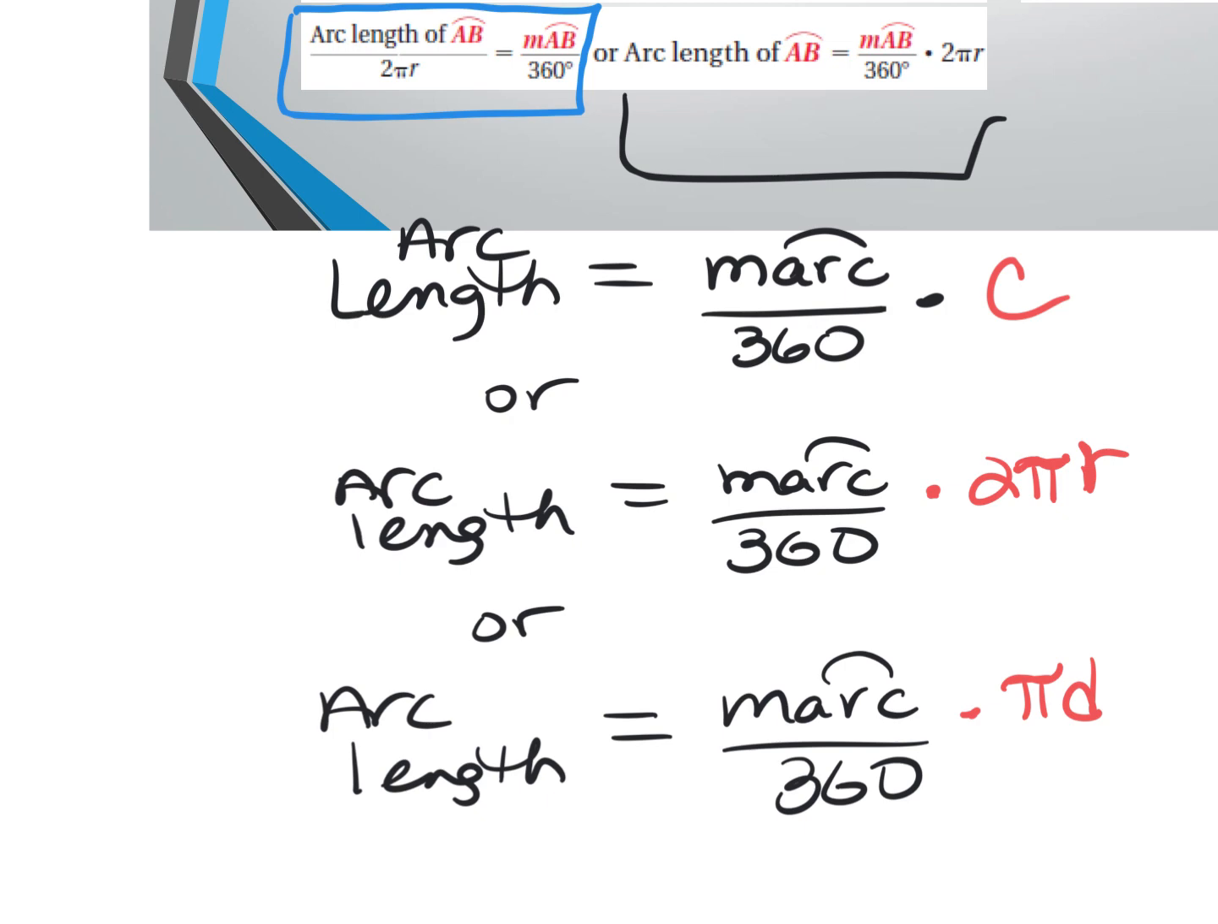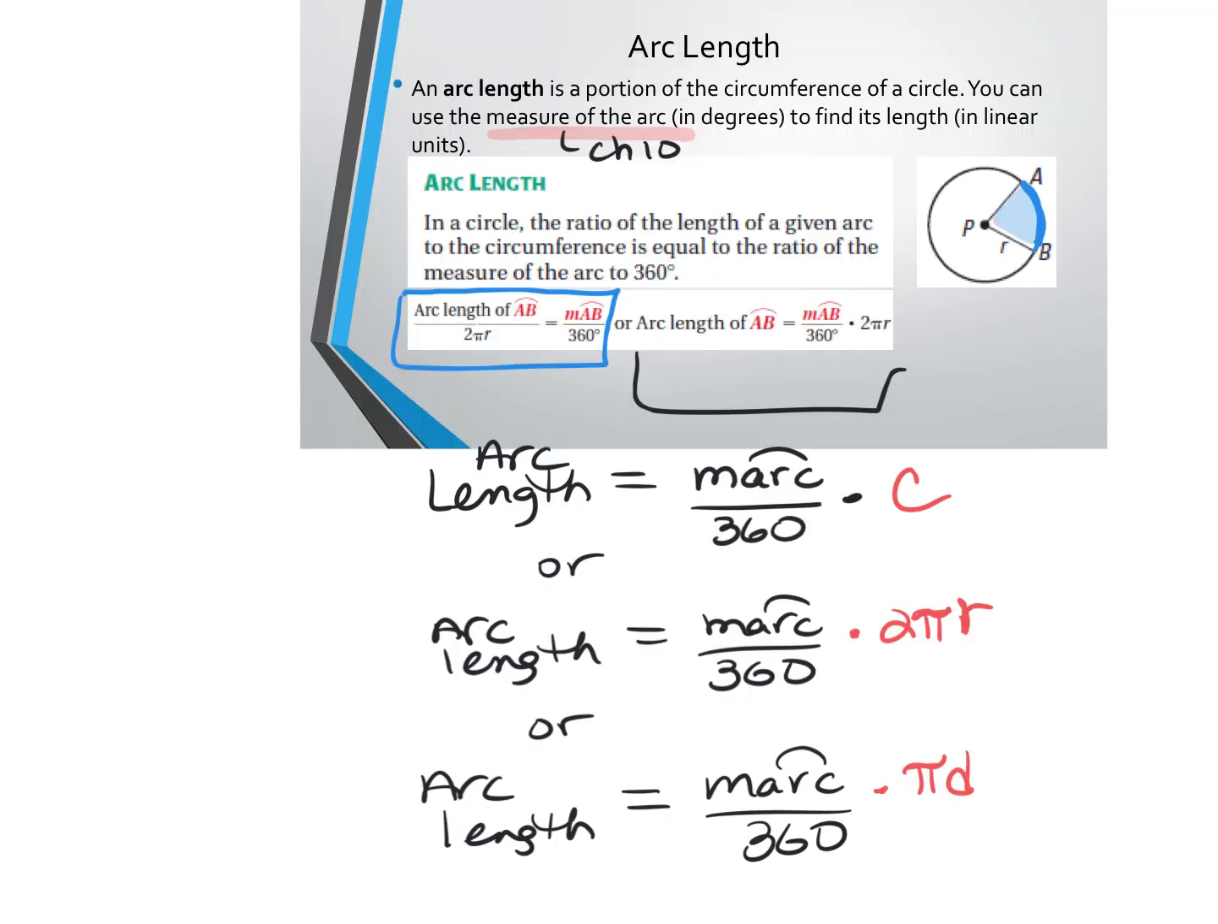So the red is what'll change depending on your given. If you're given the circumference already calculated, then you would just put a C there. If they give you a radius, then you have to times it by 2 and pi as well. Or if it's a diameter, just the d and the pi. So again, the arc length is like if we were to measure the crust, the units are going to be linear. They're going to be like inches or centimeters or meters.